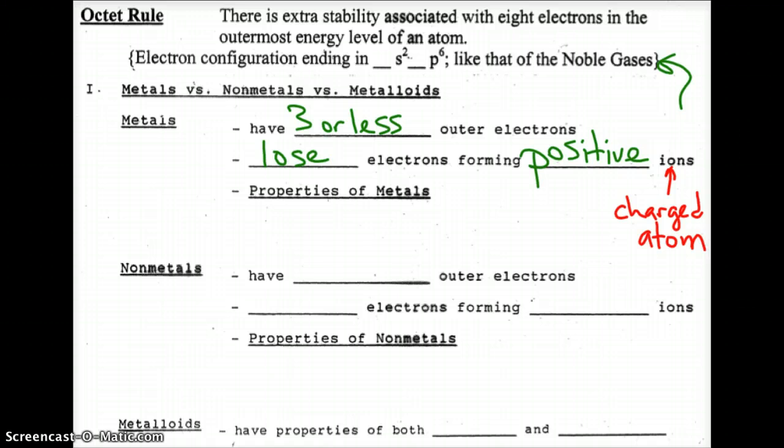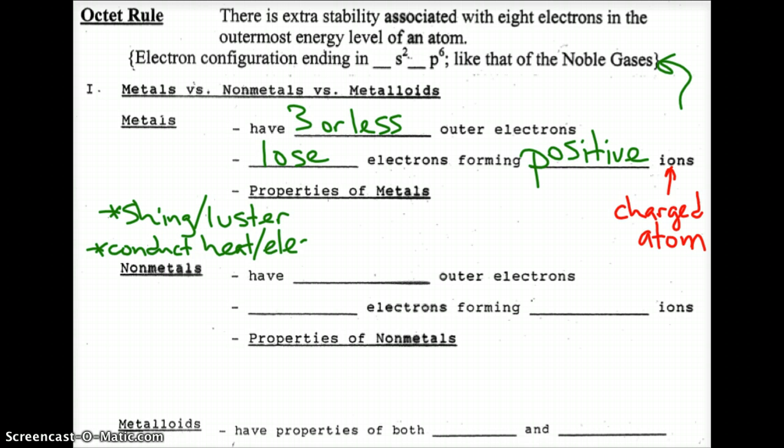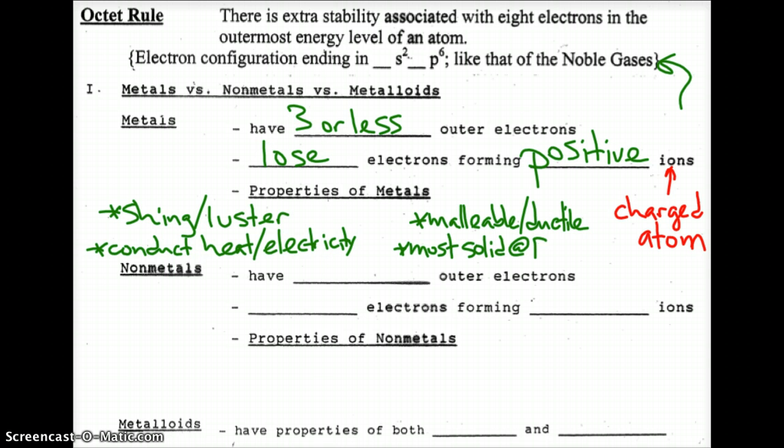So what do metals look like? Well, think about the metals that you see on a daily basis. Metals are almost always shiny, or another way of saying that is they have luster. They conduct heat and electricity very, very well. They are malleable and ductile. And most are solid at RT, which stands for room temperature.